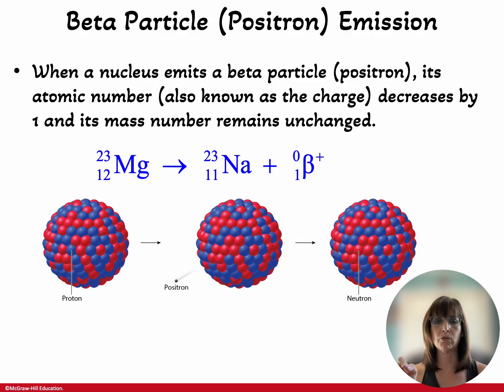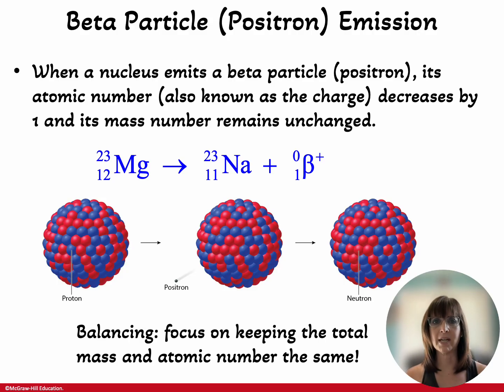A proton is becoming a neutron, and it releases this positron. So the mass isn't going to change because both a proton and a neutron essentially have the same mass. And then the atomic number is going down by 1. By definition, atomic number is the number of protons. So you had 12, but you lost 1, so it's going to go down by 1. But again, if you just pay attention to your atomic number and your mass number and making sure they're the same on both sides, you're going to get the right answer.